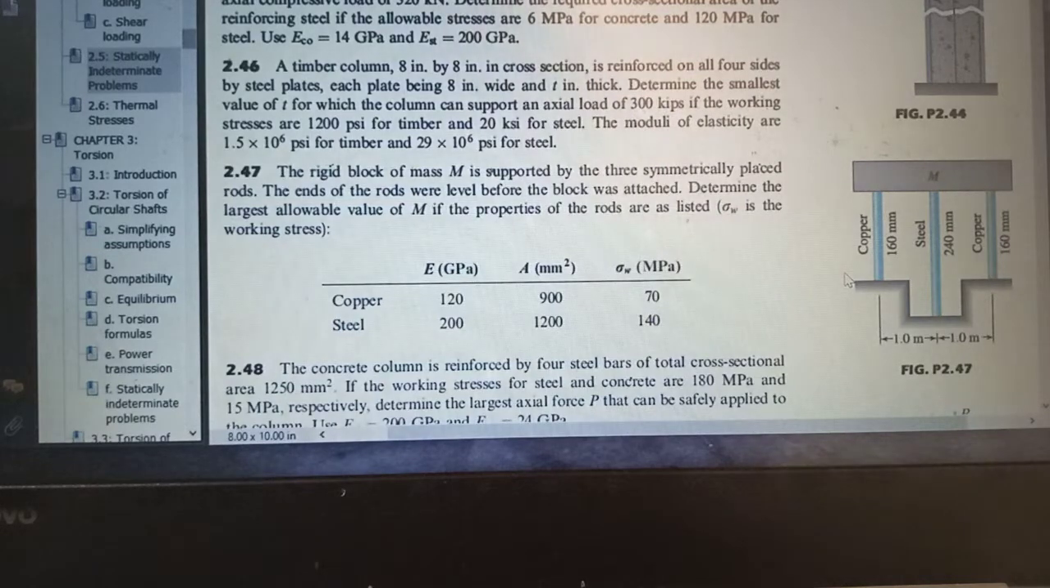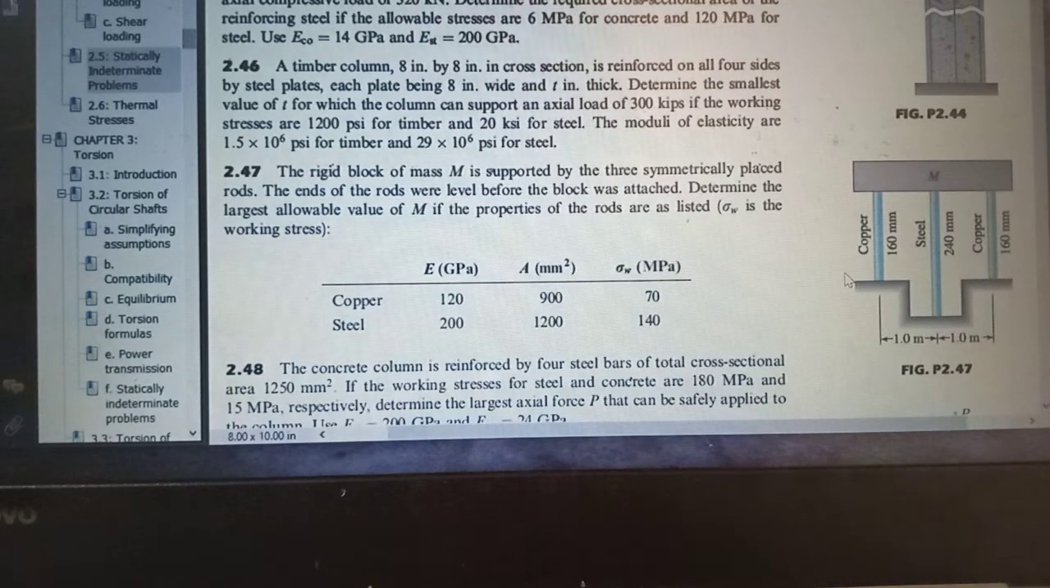Problem 2.46. A timber column 8-inch by 8-inch in cross-section is reinforced on all four sides by steel plates, each plate being 8-inch wide and 3-inch thick. Determine the smallest value of T for which the column can support an axial load of 300 kips if the working stresses are 1,200 psi for timber and 20 ksi for steel. The moduli of elasticity are 1.5 times 10 to the 6 psi for timber and 29 times 10 to the 6 psi for steel.